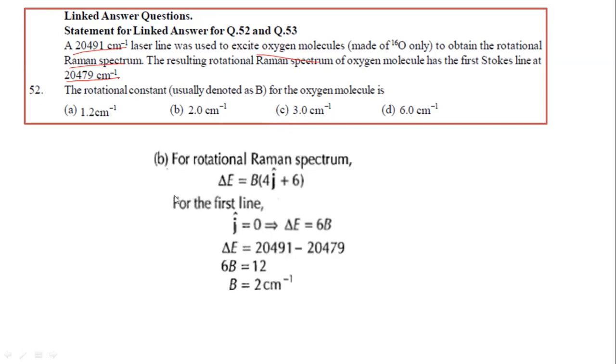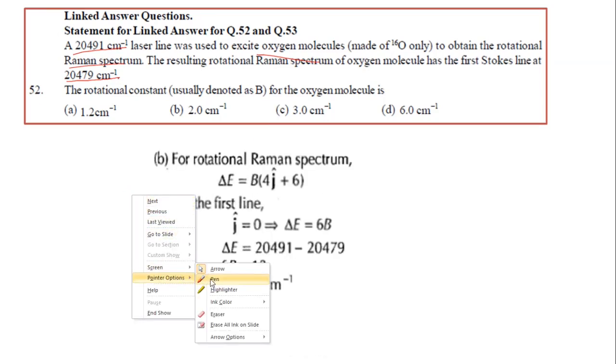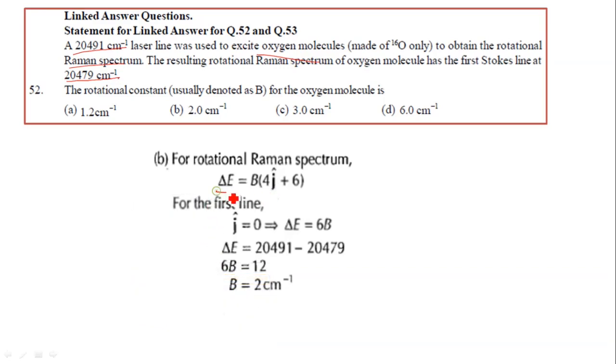So the rotational spectrum for the oxygen molecule is given as delta E equal to B into 4J plus 6. For the first line, J will be equal to 0. So delta E equal to 6B. Delta E equal to 20491 minus 20479, which is 12, the difference between the frequencies. So 6B equals 12, so B equal to 2 centimeter inverse. So B equal to 2.0 centimeter inverse. It is the rotational constant B for the oxygen molecule for the first line, first Stokes line.